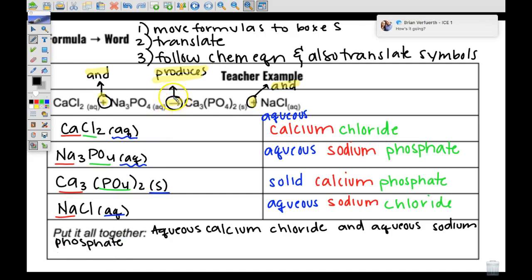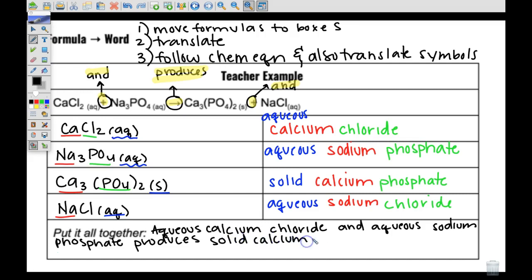Okay, so now I'm at my arrow, and it means produces. And so now I'm at my first product, which was Ca3PO4, and so I translated that as solid calcium phosphate. And then I'm at my next plus sign, we said that means and, then NaCl with an AQ, and it was our last chemical formula, and we had translated that as aqueous sodium chloride.